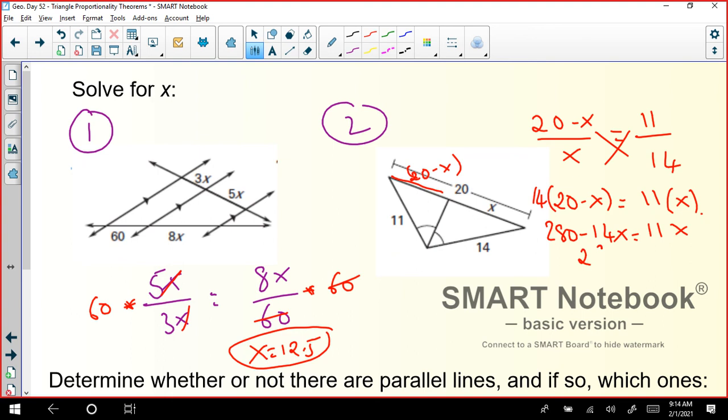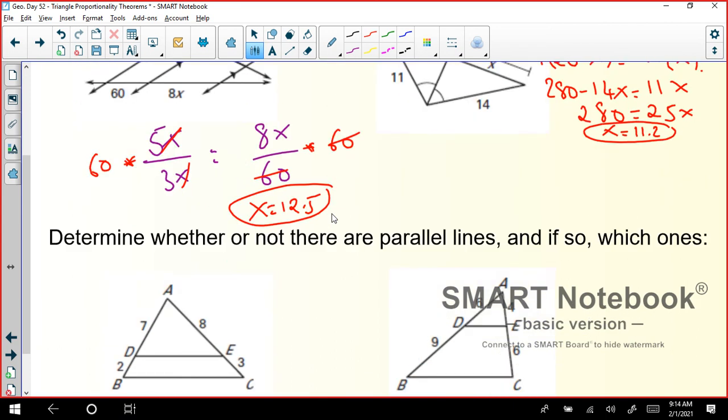Add 14x on both sides. So I'll have 280 equals 11 plus 14 is 25, 280 equals 25x. So 280 divided by 25 gives us the value of x as 11.2. So I get x equals 11.2. Okay, this was based on the second and third triangle proportionality theorem.